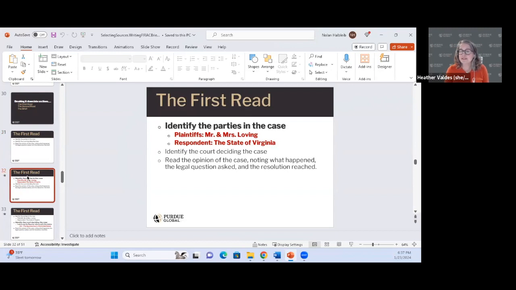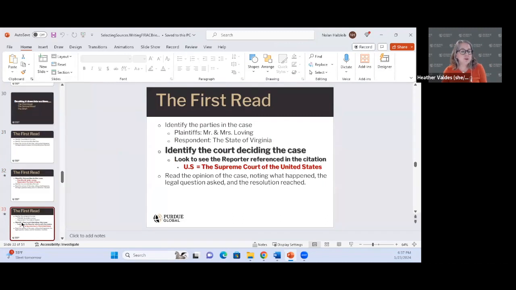They are the plaintiffs. Our respondent here is the state of Virginia. So the issue, the problem is between the Lovings and the state of Virginia. Go ahead to our next slide.